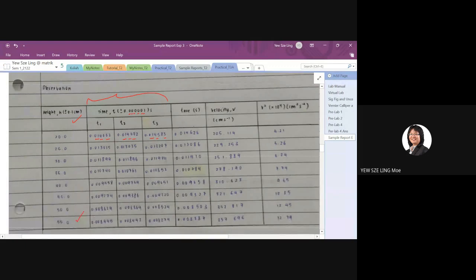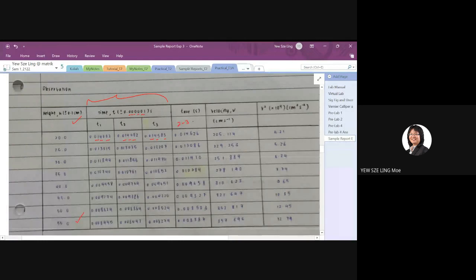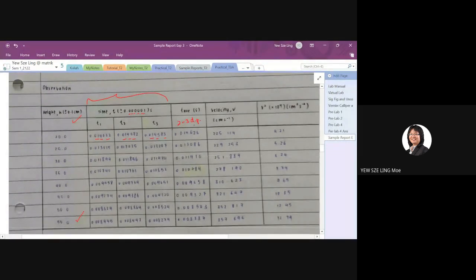Now, the average, if you put it in a new column, is considered secondary data. In this case, you just use 2 to 3 decimal places, if you put it in a new column.